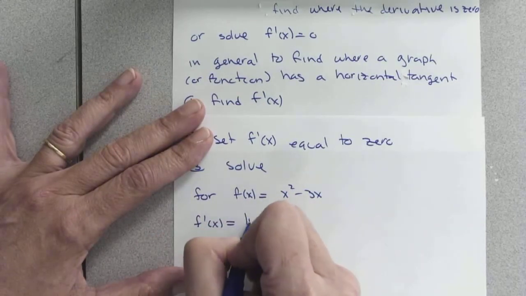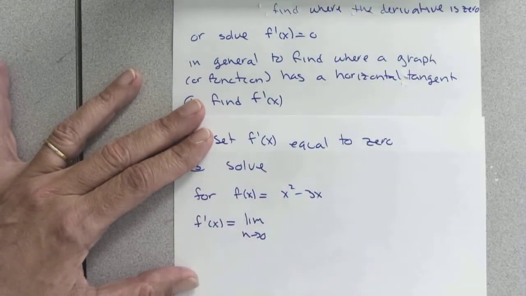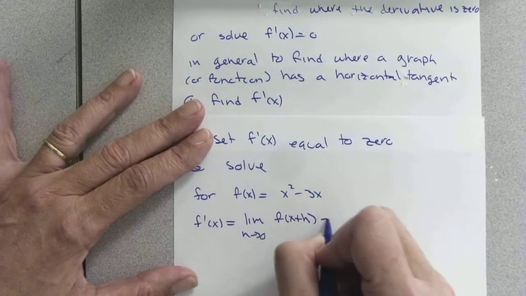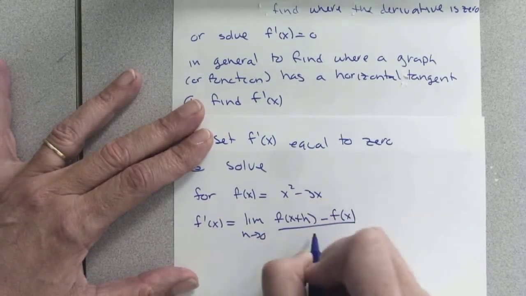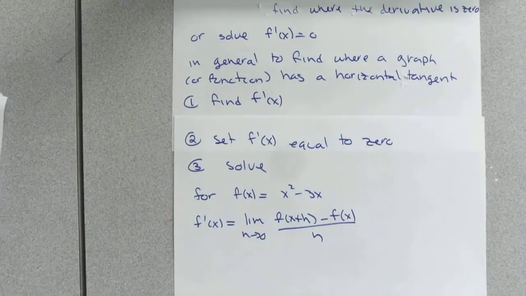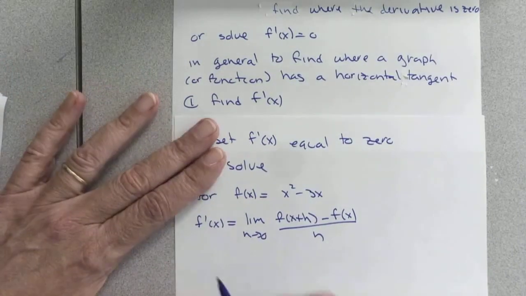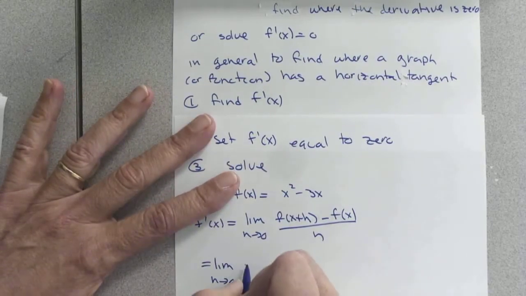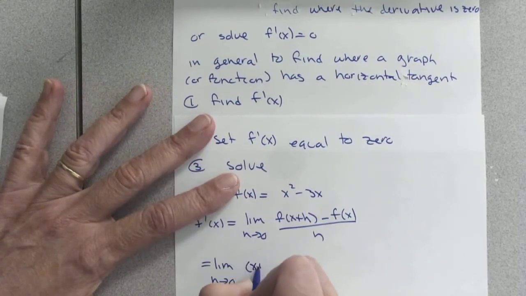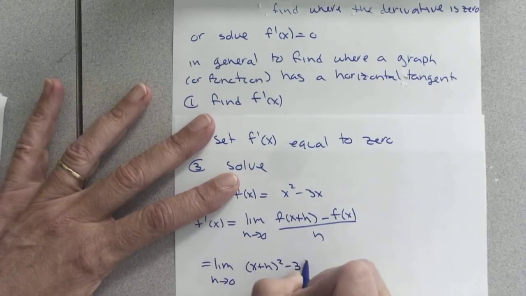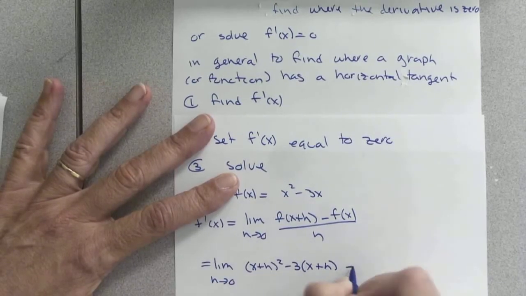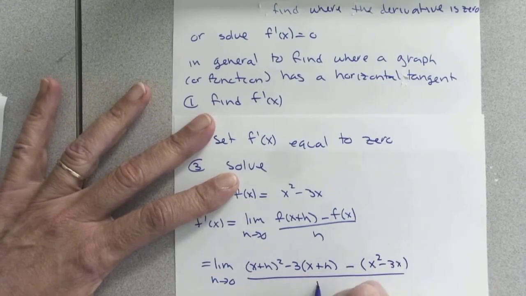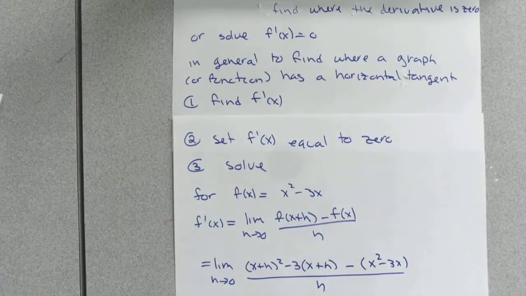F prime of x is going to be the limit as h goes to 0 of f of x plus h minus f of x all over h. And we just start doing that one more time. And so that's the limit as h goes to 0 of (x plus h) quantity squared minus 3 times (x plus h) minus the quantity x squared minus 3x, all over h.